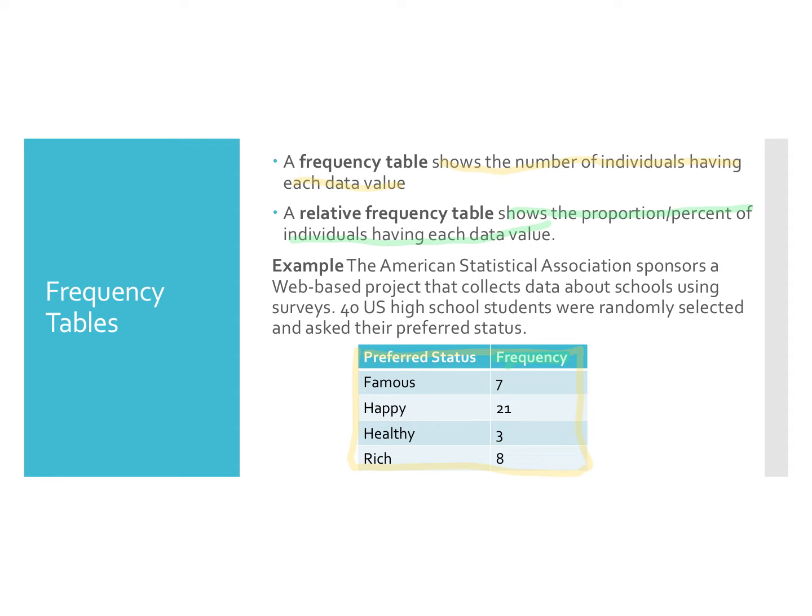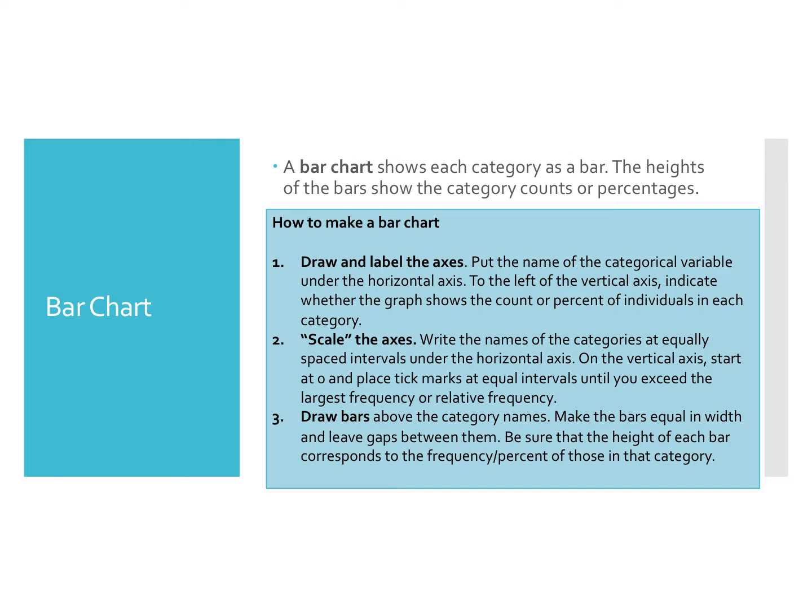If we wanted to find a relative frequency table, we would add all of our values together. So if we were to take our frequencies and add them together, and this is pretty simple because it says we have 40 already, but we know that 7 over 40 would give us the percent for famous. If we were to do 21 over 40, that would give us the percent for happy, etc. So now we can move into bar chart.